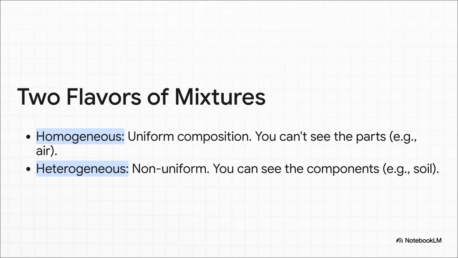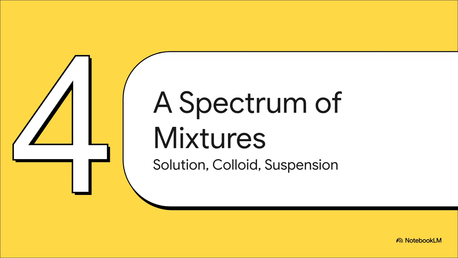Salt dissolved in water is the classic example. You can't see the salt anymore, right? Then you have heterogeneous mixtures, where you can totally see the different parts. The easiest example, oil floating on water, or just a handful of dirt from the garden. But this is where it gets really interesting. That line between perfectly mixed and obviously clumpy, well, it's not always a sharp line. It's really more of a spectrum.